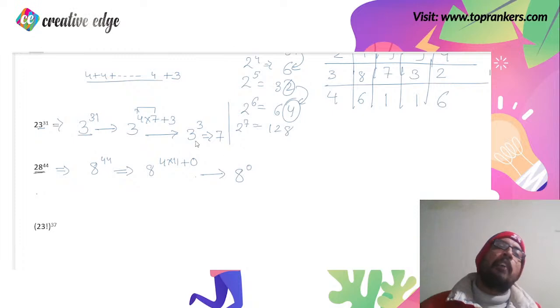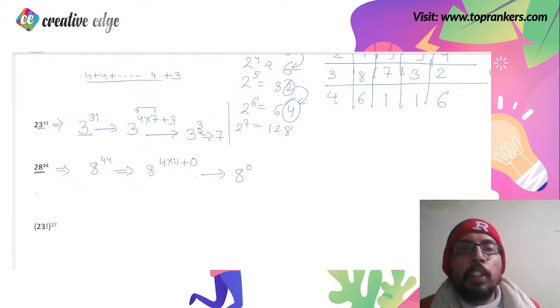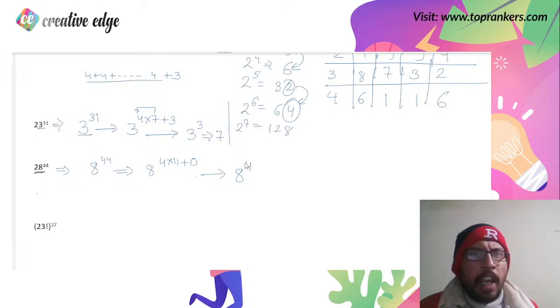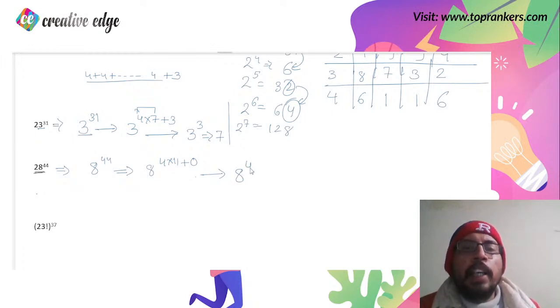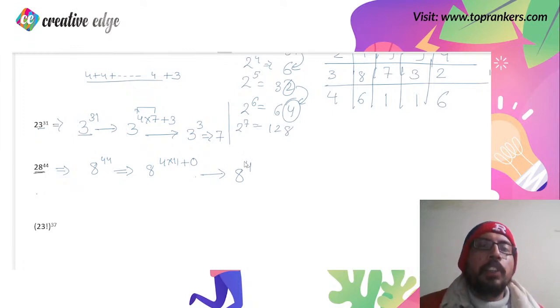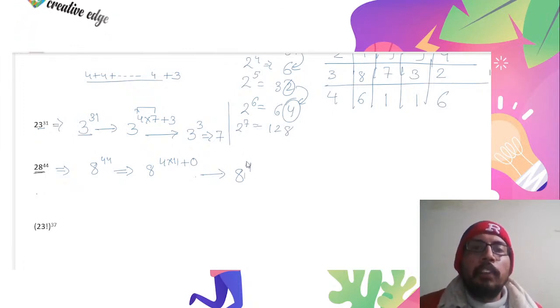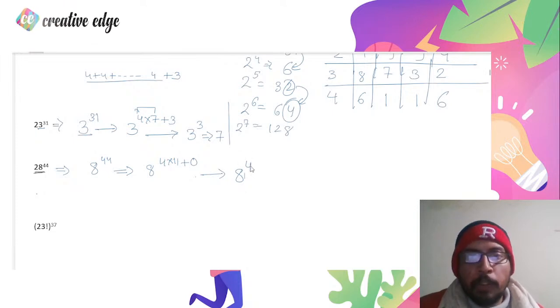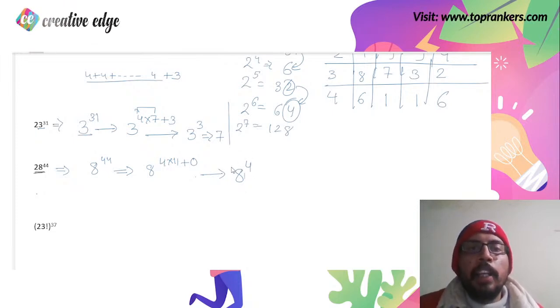Unlike the previous case, where I had written 3 raised to the power 3, we should not be writing 8 to the power 0. Instead, we should be writing 8 to the power 4. Why am I writing this? The reason is that this 4 indicates that the cycle is complete. Since there is no remainder, we again have cyclicity of 4 only. That means we will again be writing 8 to the power 4 only.